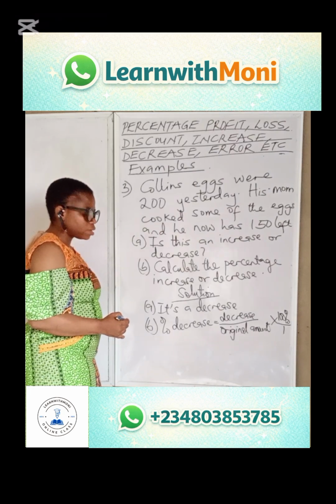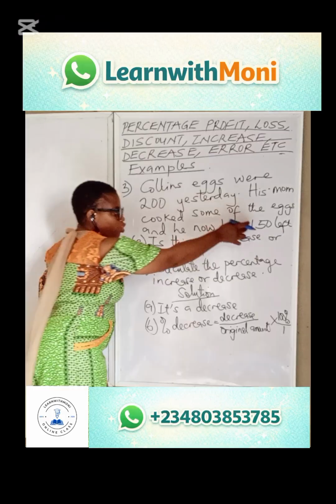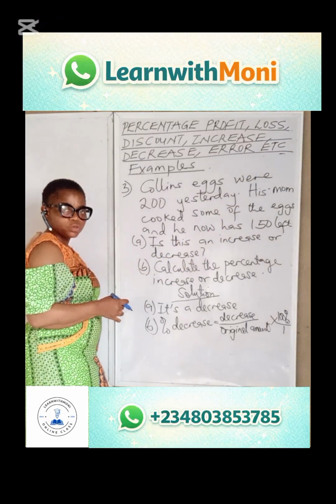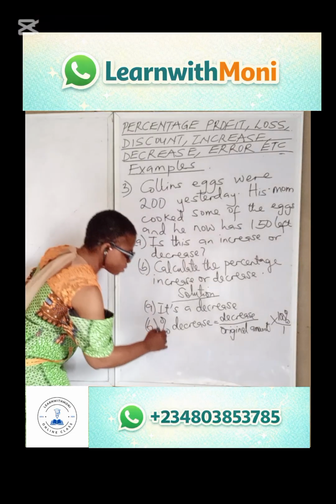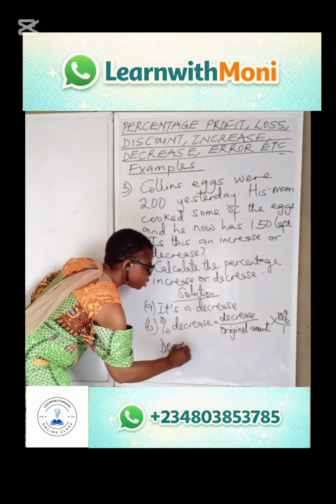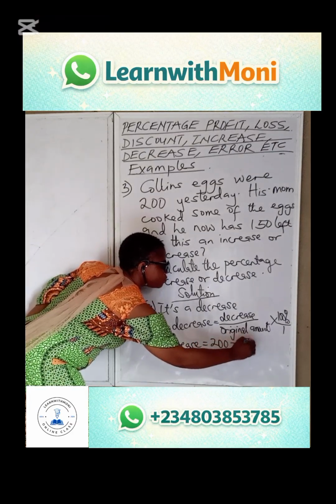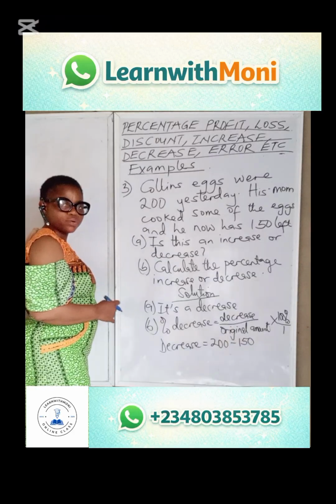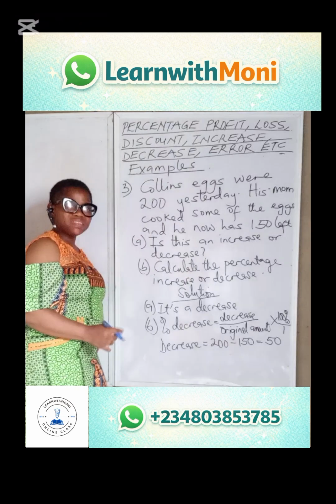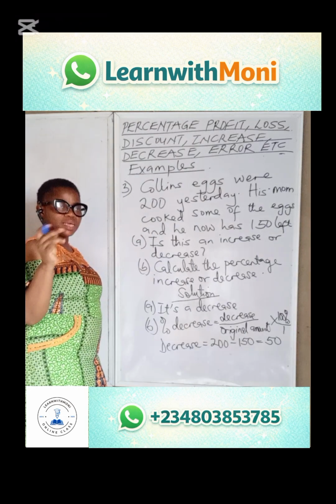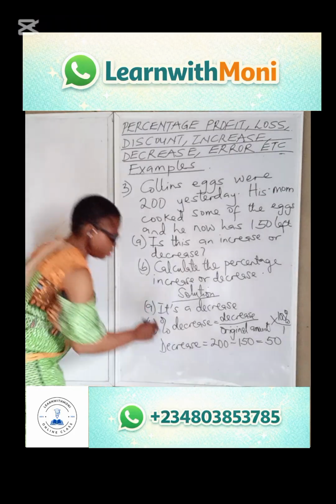So let us see this. We know that he used to have 200 eggs, but now it is reduced to 150. So what is the actual decrease that he has? The actual decrease, let's calculate, is going to be 200 minus 150. 200 minus 150 is equal to 50. 50 eggs. That means his mom actually cooked 50. The number of eggs has reduced by 50. So to calculate the percentage decrease, let's do that.